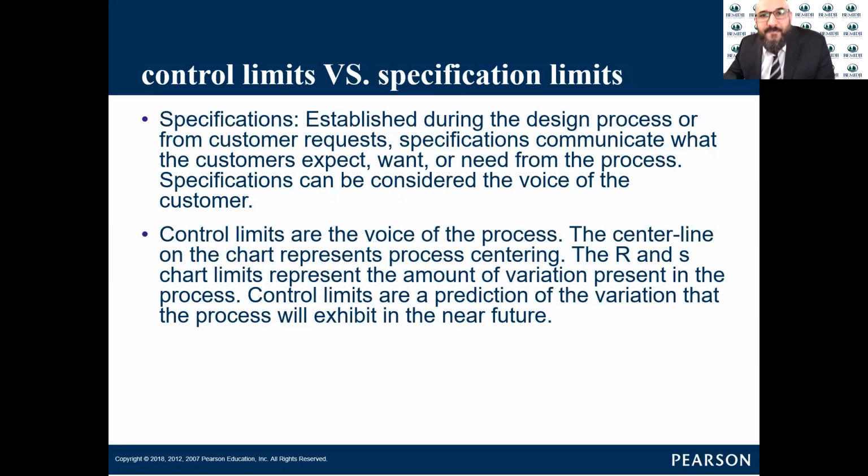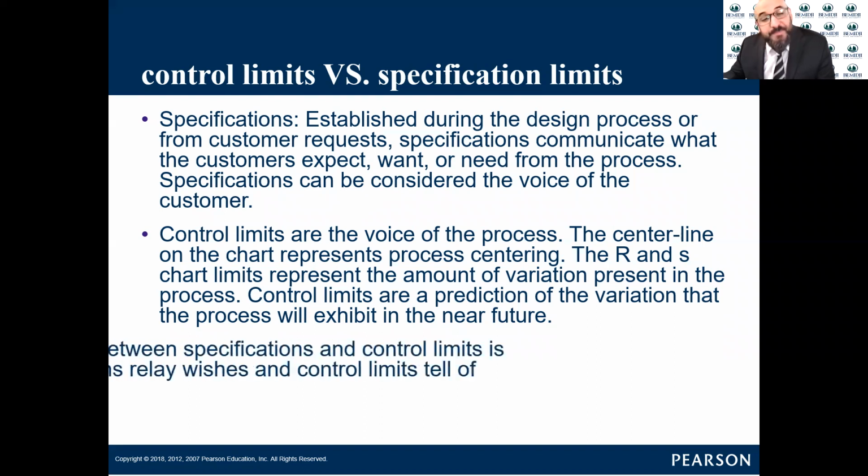Specifications can be considered the voice of the customer. Control limits are the voice of the process. The center line on the chart represents process centering. The R and S chart limits represent the amount of variation present in the process. Control limits are a prediction of the variation that the process will exhibit in the near future.